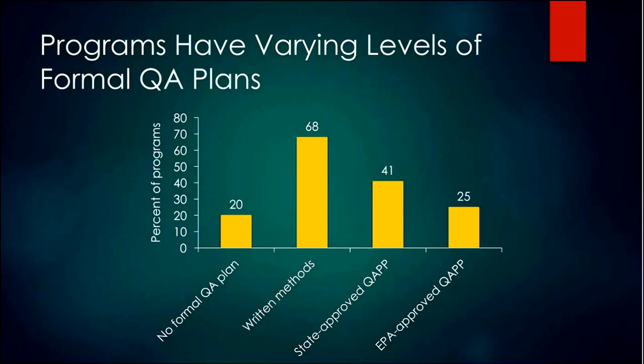So this gives you the lay of the land of the population of volunteer water monitoring programs in 2013. 20% of programs had no formal quality assurance plan.